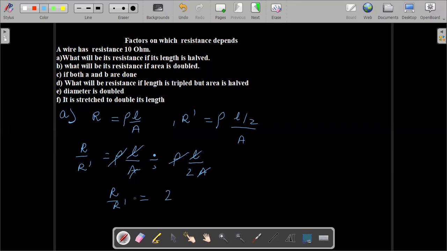Got it? Now put the value of R as 10 and solve it. You will get R dash equals 5. Everyone is clear? Yes, sir. Okay. Now try this one. Try this second one also. Try this part B also.